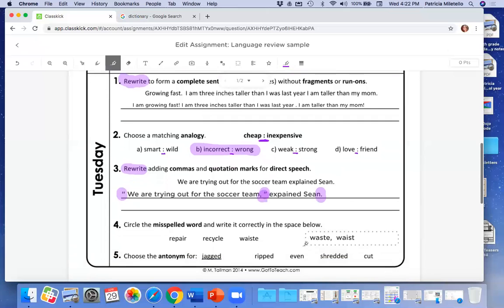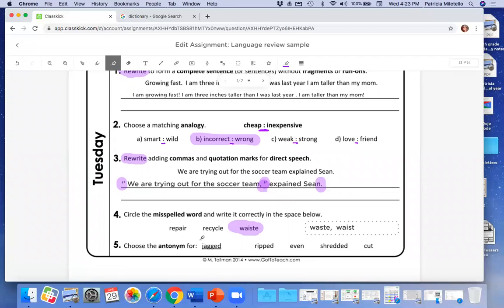Number 4 on Tuesday tells you to circle the misspelled word and write it correctly in the space below. This is the misspelled word. I don't know which waist they're referring to, neither do you. You can pick one. There are two different spellings for the word waste. You don't have to write both of them. If you write one of them, that is good enough for me. So it can either be waste like trash, W-A-S-T-E, or waist like the thing that your belt goes around when you're wearing pants, waist, W-A-I-S-T.